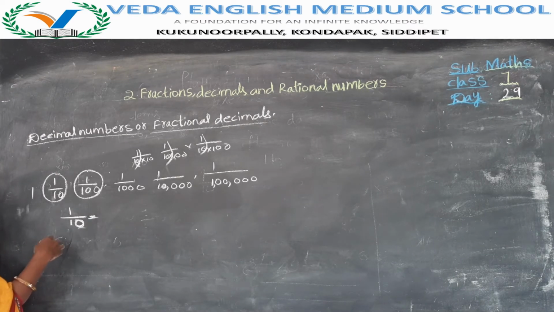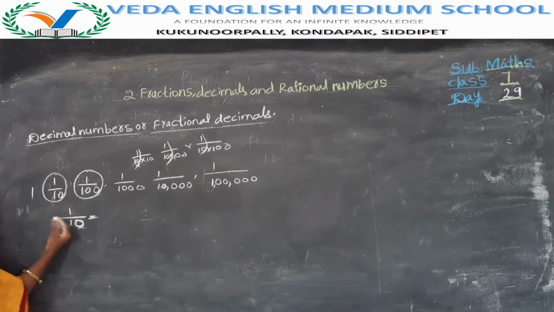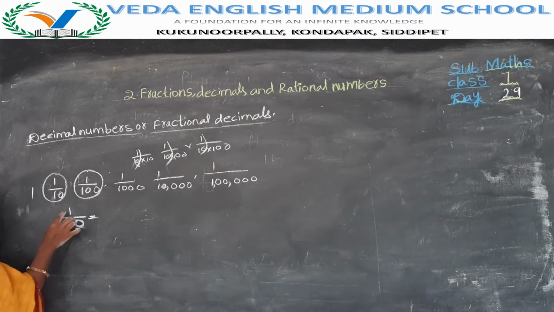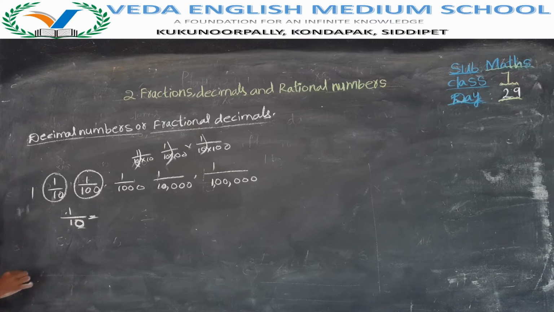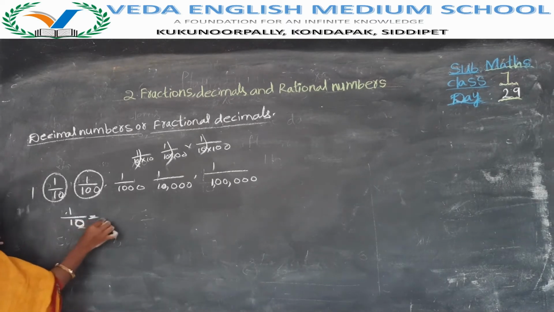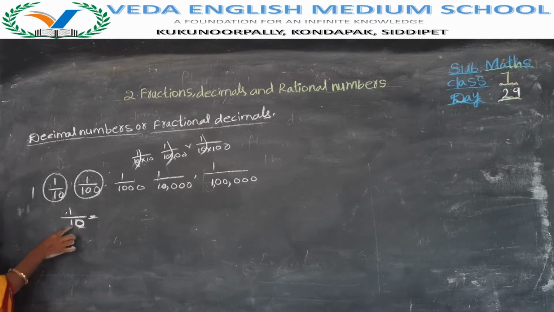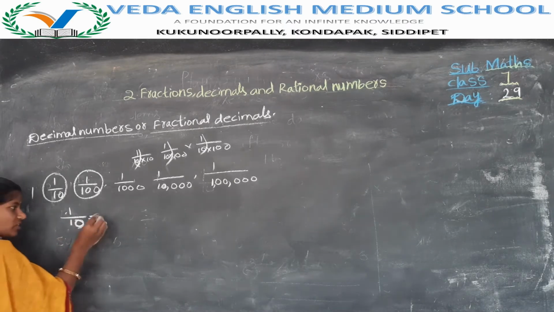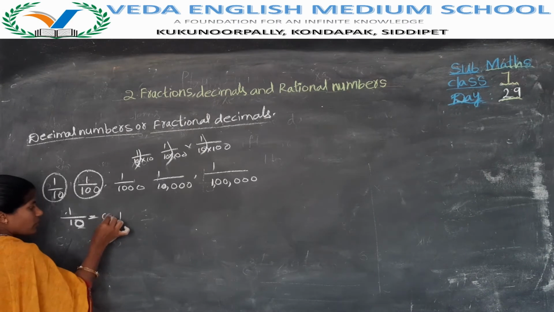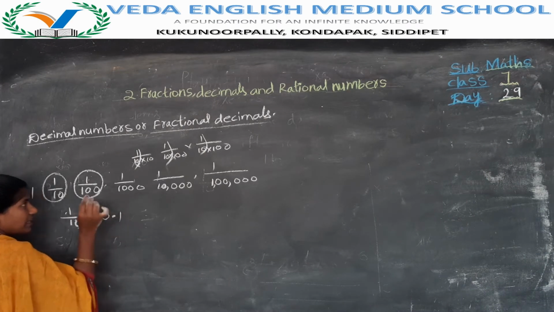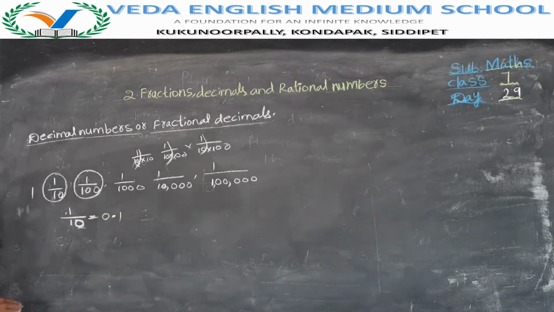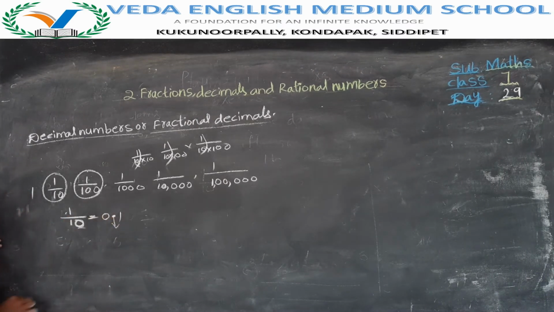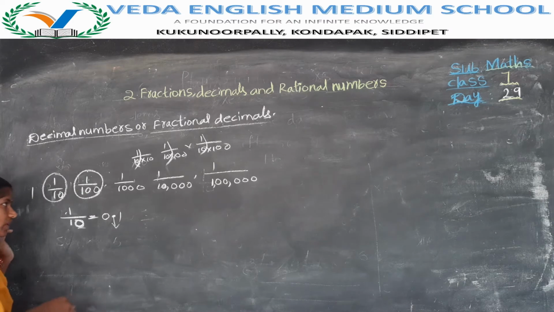While keeping the point in the numerator, you have to move from right side to left side. So how many zeros are there? One zero is there, so after one digit you have to keep the point in the numerator. 1/10 is a fractional form. When you convert this fractional number to a decimal number, the answer you will get is 0.1. This is a decimal number. This point is called the decimal point.